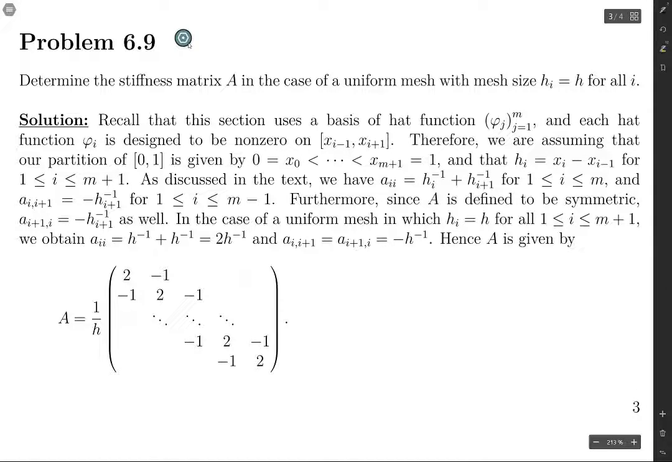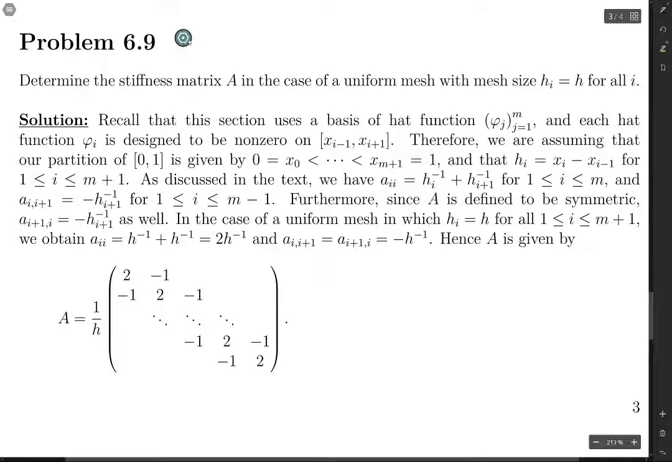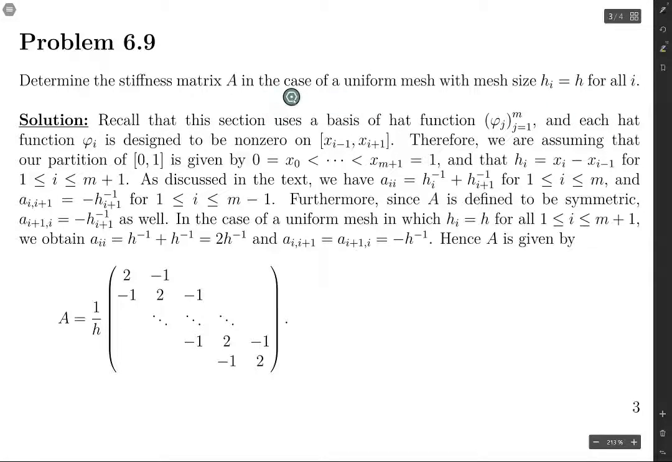Alright, exercise 6.9. So basically we want to determine the stiffness matrix for a particular mesh size, and the typical mesh size that you start with is just a uniform one. So how do we get the stiffness matrix? Basically we take our hat functions phi j from j equals 1 to m.